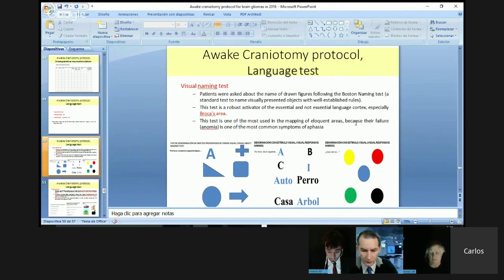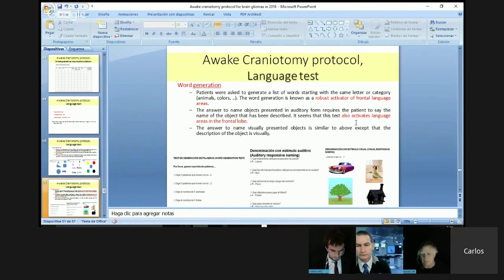This test is a robust activator of essential and nonessential language cortex, especially Broca's area. It is one of the most used in the mapping of eloquent areas because failure is one of the most common symptoms of aphasia. The word generation test is a robust activator of frontal language areas. It also activates the language areas in the frontal lobe.